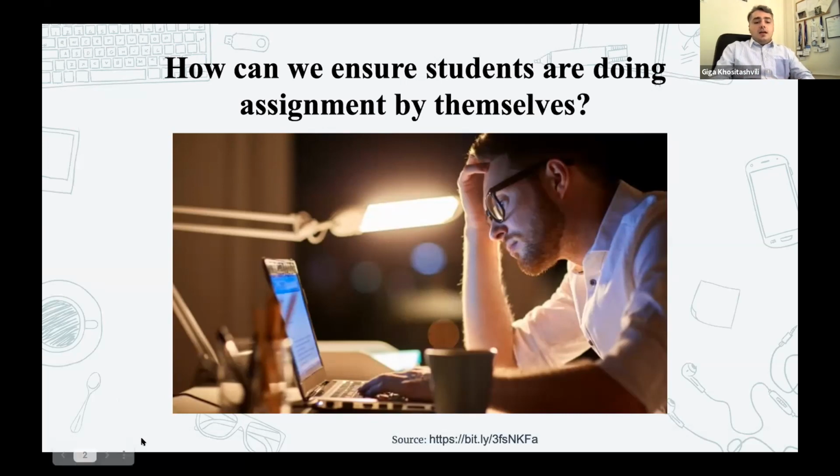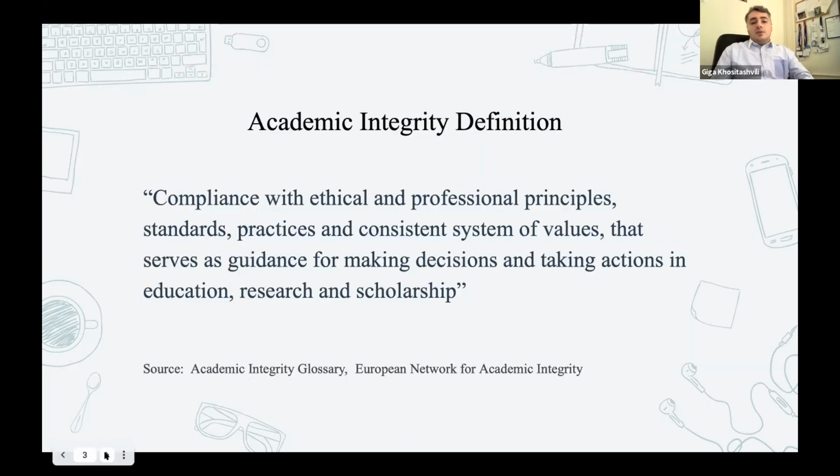So I would like to start with the definition of academic integrity. I'm pretty sure that everyone is familiar with this definition. I brought this from the glossary of the European Network for Academic Integrity, but in other words, we can define academic integrity like this: what is integrity? It is what you are doing when no one is watching.